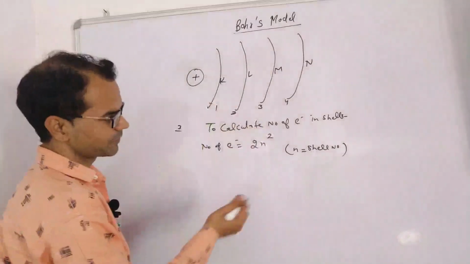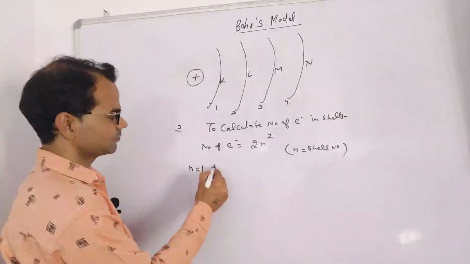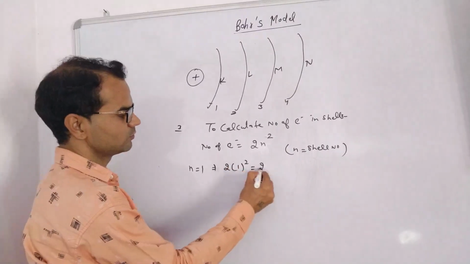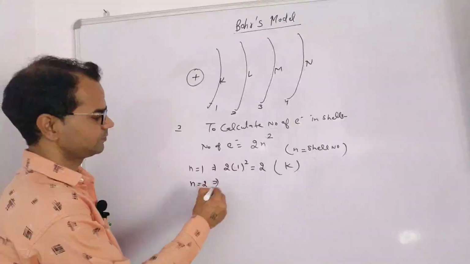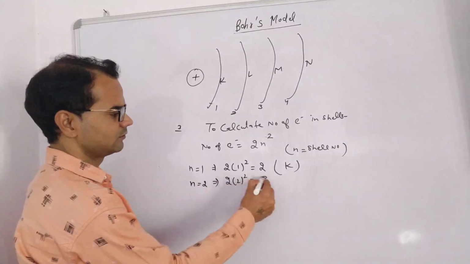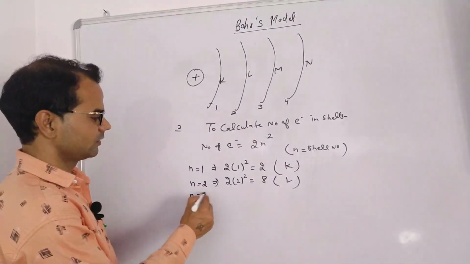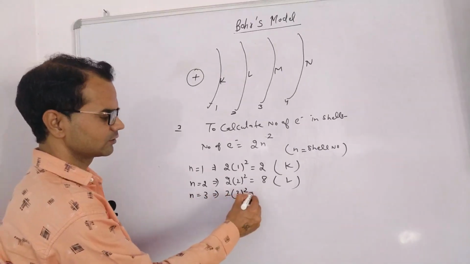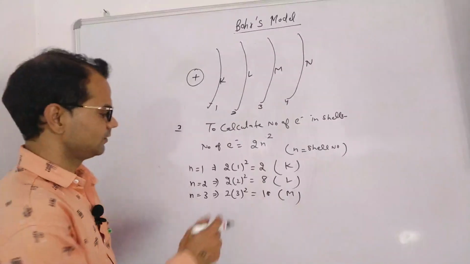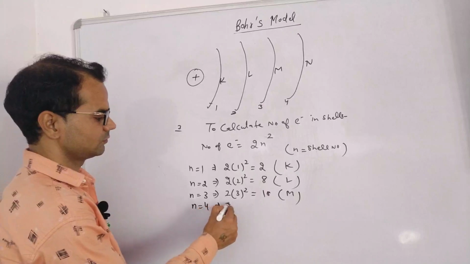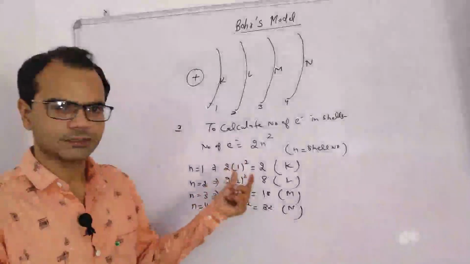Let's put in the shell number. n equal to 1 means K shell. Electrons will be 2 into 1 square, which is 2. So K shell contains 2 electrons. n equal to 2, 2 into 2 square, so L shell contains 8 electrons. n equal to 3, 2 into 3 square, so 18 electrons are present in M shell. n equal to 4, 2 into 4 square, 16 into 2, 32 in N shell.